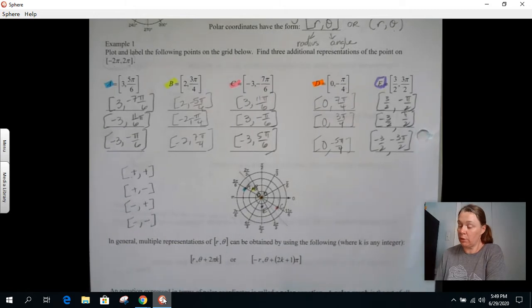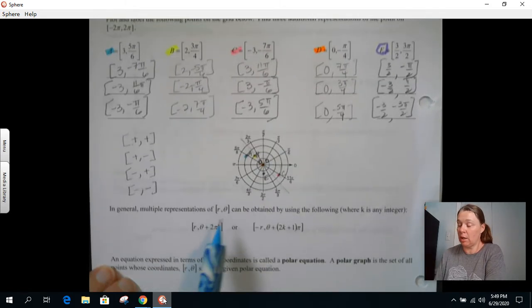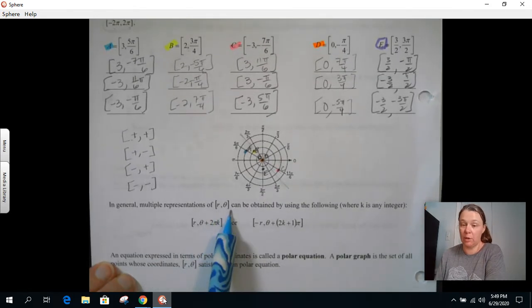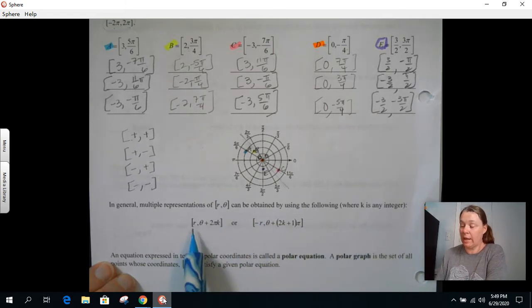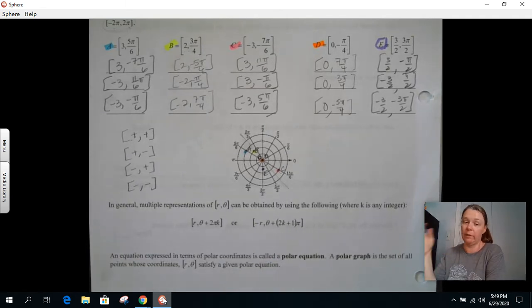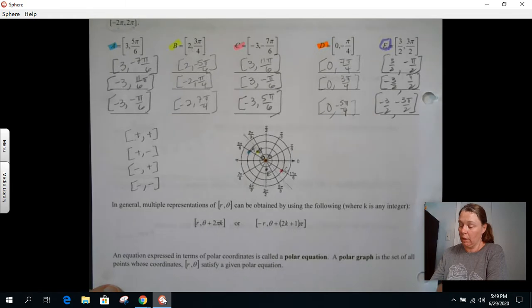Now, this rule here: in general, multiple representations of the (r, theta) can be obtained by using the following, where k is any integer. This is the idea that if it's positive, I could just add multiples of 2 pi. If it's negative, it's a little bit different. I don't really bother memorizing that. I just look at it and figure it out from the unit circle.